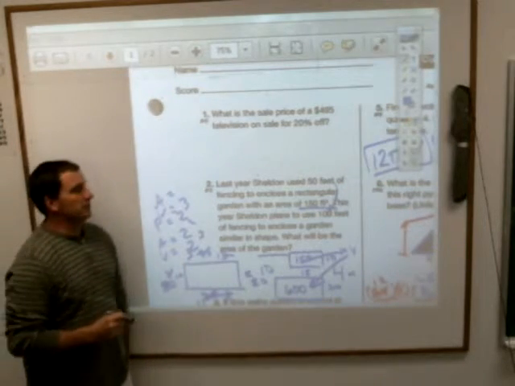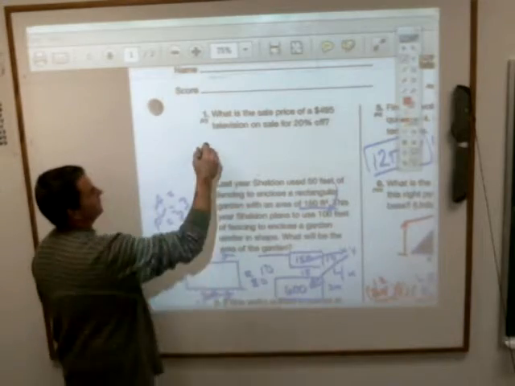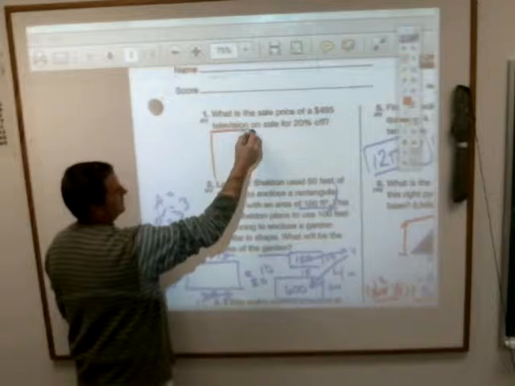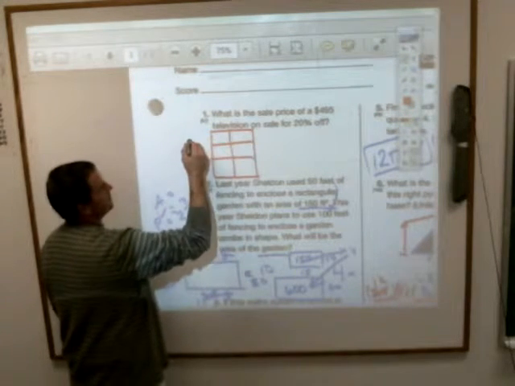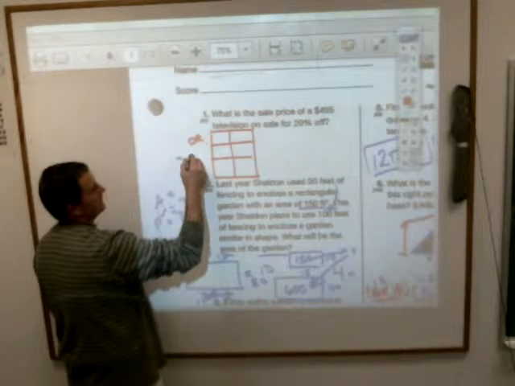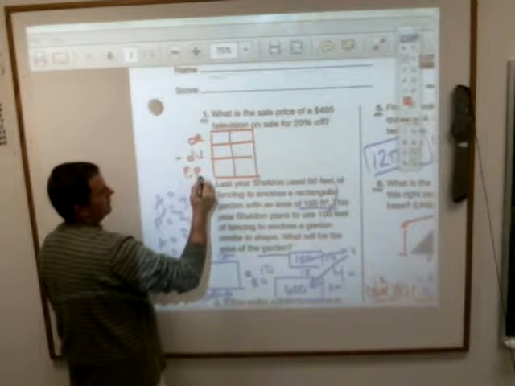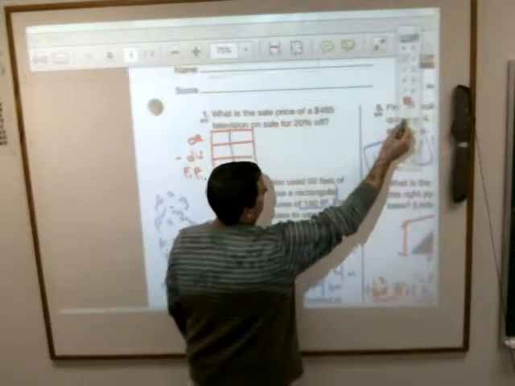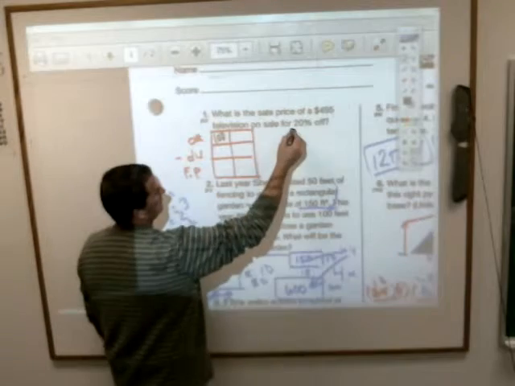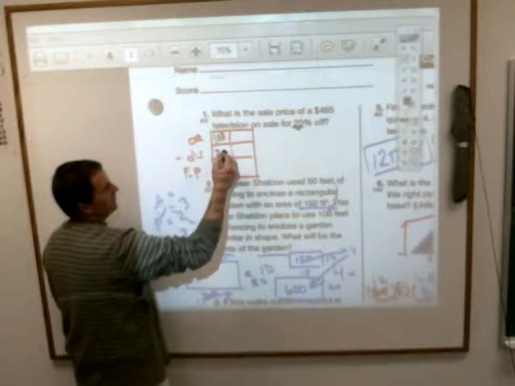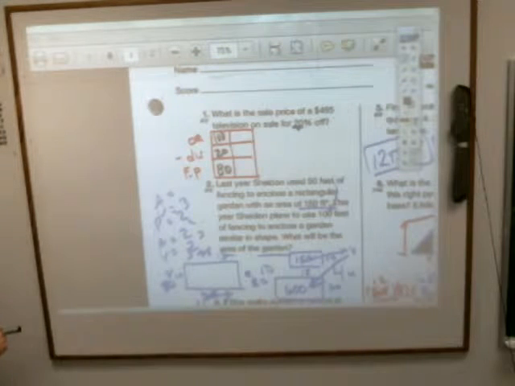Alright, so here it is. Again, this is a percent, and really the easiest way for me has always been to draw this box. It's a discount problem. So it's the original minus the discount equals the final price. And the original is 100% always. What was my discount? 20% off. So my final percent is 100 minus 20, 80%.